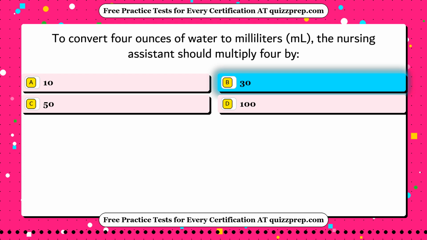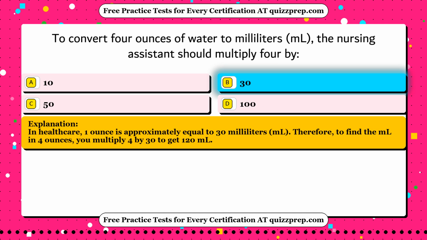The correct answer is Option B, 30. In healthcare, 1 ounce is approximately equal to 30 milliliters, ml. Therefore, to find the ml in 4 ounces, you multiply 4 by 30 to get 120 ml.